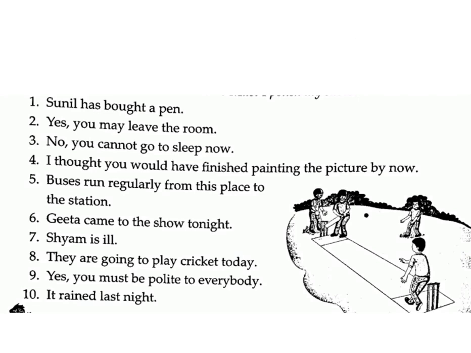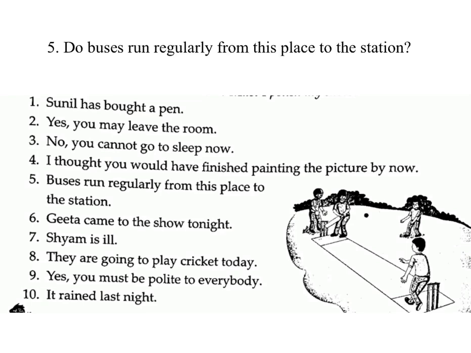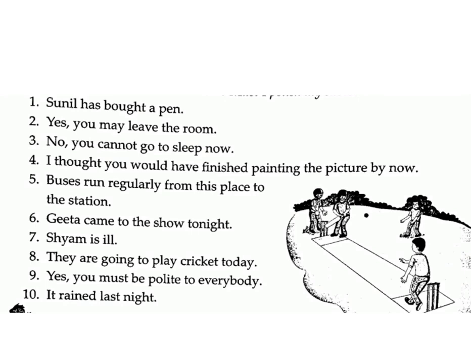5. Buses run regularly from this place to the station. Answer. Do buses run regularly from this place to the station? 6. Geeta came to the show tonight. Answer. Did Geeta come to the show tonight? 7. Shyam is ill. Answer. Is Shyam ill? 8. They are going to play cricket today. Answer. Are they going to play cricket today?